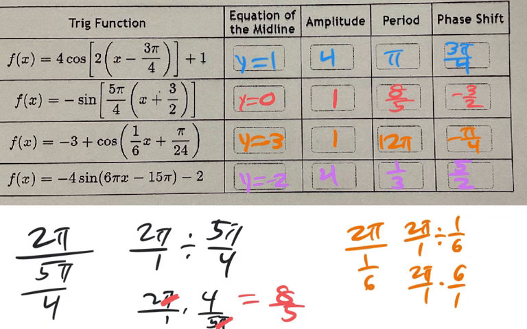Okay, so the first thing about the third one is it's kind of flip-flopped out of order, right? This is what's normally written first, and then it would be minus 3. So I'm going to rewrite it as cosine of 1/6 x plus pi over 24 minus 3. Now it looks like the order that I'm used to seeing it. And then the next thing I would do if I'm working the whole thing is factor this 1/6 out. I need to pull 1/6 out of the parentheses.